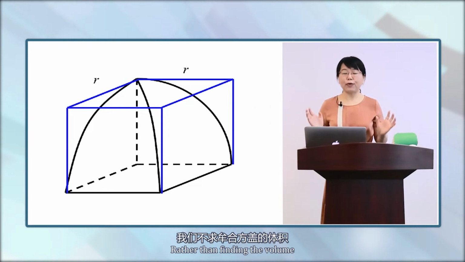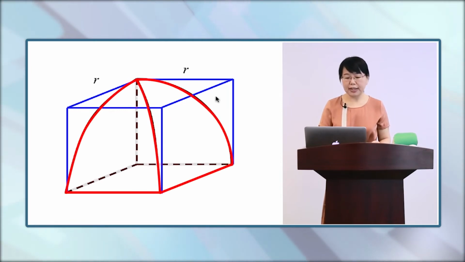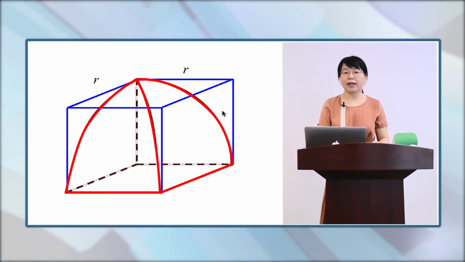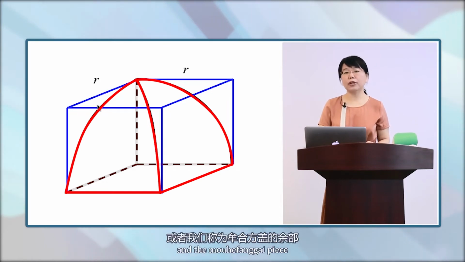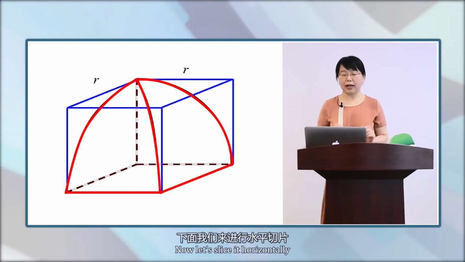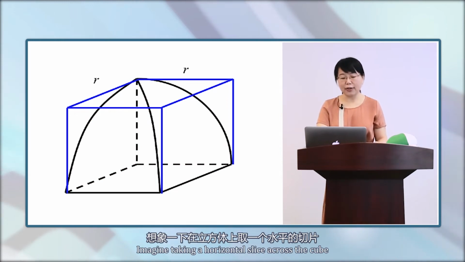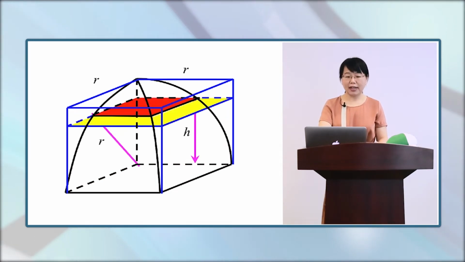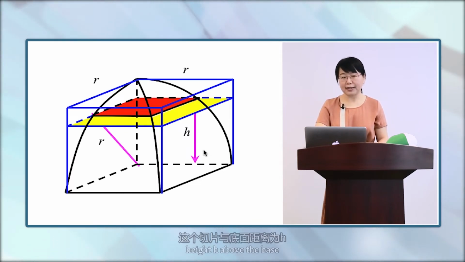Rather than finding the volume of the Mohe fungi piece, we shall actually find the volume of the rest of the cube, such as this piece. They are the rest of the cube, or we say the difference solid between the cube and the Mohe fungi pieces. Now, let's slice it horizontally. Imagine taking a horizontal slice across the cube, like this. And this slice is height h above the base.